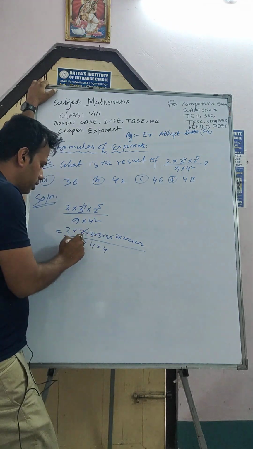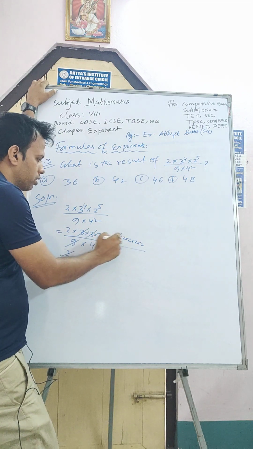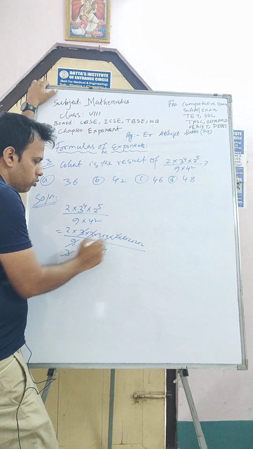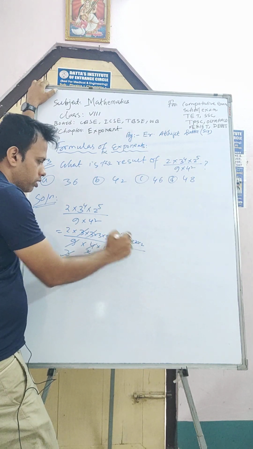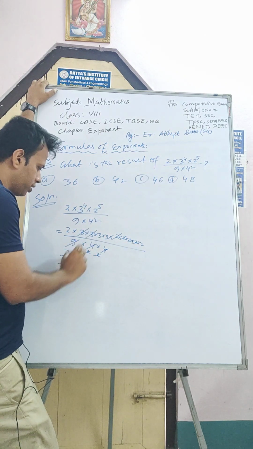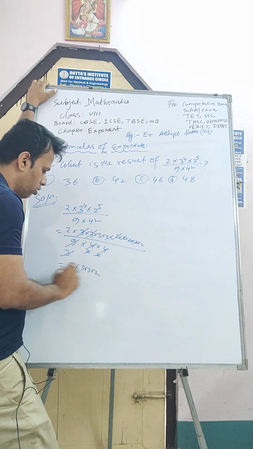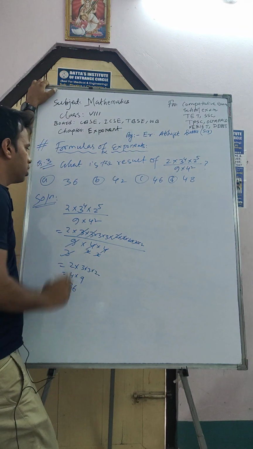If I cut this by this, it will be 3, and if I cut this, it will cancel out. Now this 2 will cut this 2, and 2 will cancel. If I cut 2 by this, it will be 2, and if I cut 2 with this, it will cancel out. Now what is left here? 2, 3 into 3 into 2, that is 4 into 9, that is 36. So 36 is the answer.